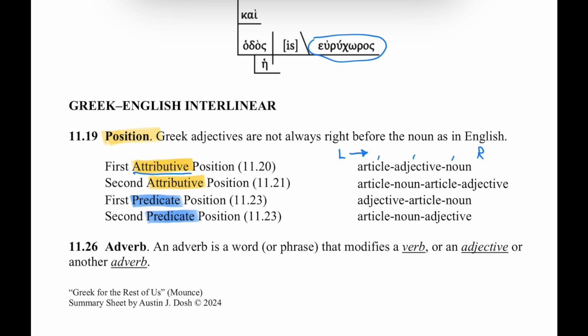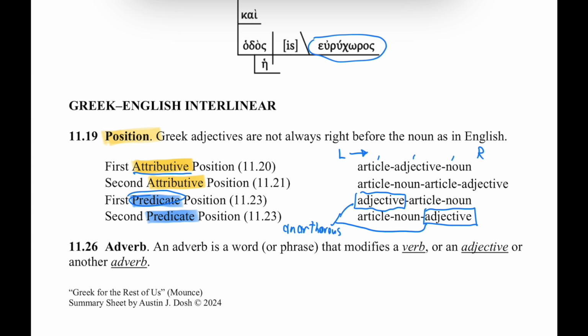If I see article, noun, article, adjective, such as the Spirit, the Holy, I know I'm dealing with the second attributive position, and I can translate that, the Holy Spirit. But then if I encounter adjective, article, noun, I'm dealing with something that is predicate. And if I encounter article, noun, adjective, I know I'm dealing with predicate. The key thing to note here, in both of the predicate positions, the article is anarthrous. That means without the article. Anarthrous.